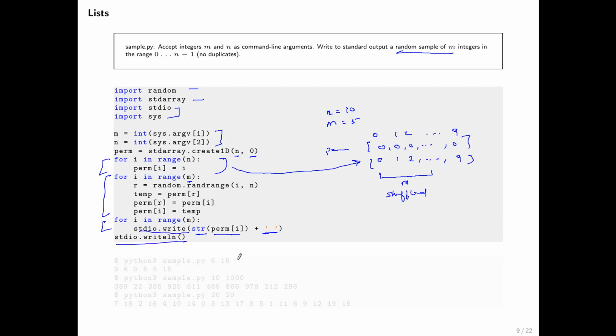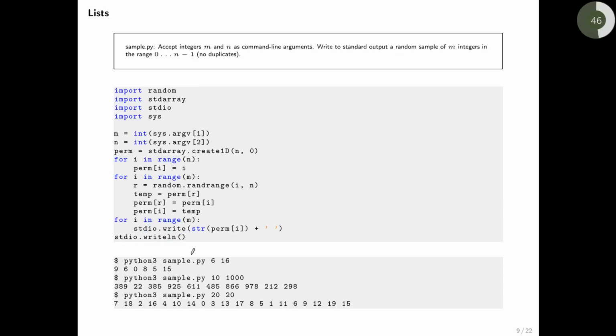So let's look at some input and output. Let's say we run sample.py with m equals 6 and n equals 16. So we want a random sample of 6 elements where each element is from the range 0 through 15. And here is what we get. Notice that it is a random sample of 6 elements, no duplicates, and these values are from the range 0 through 15. Here's another example, a random sample of 10 elements where each element is from the range 0 through 99.